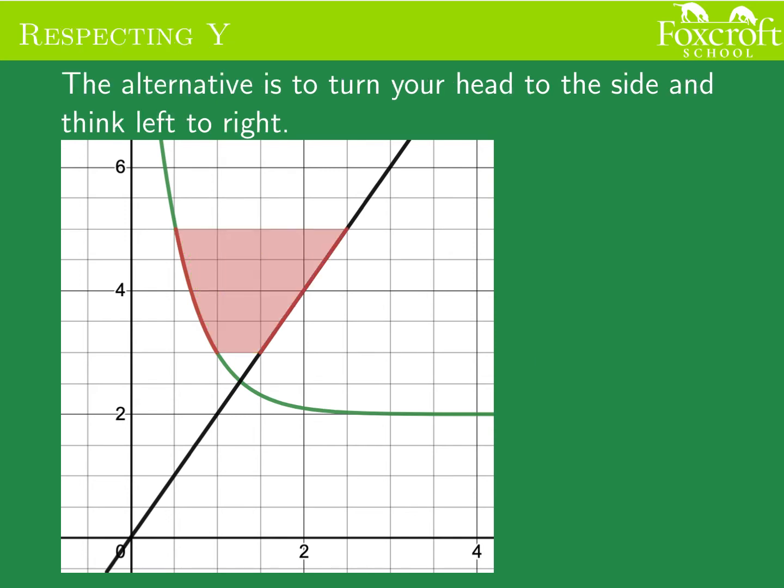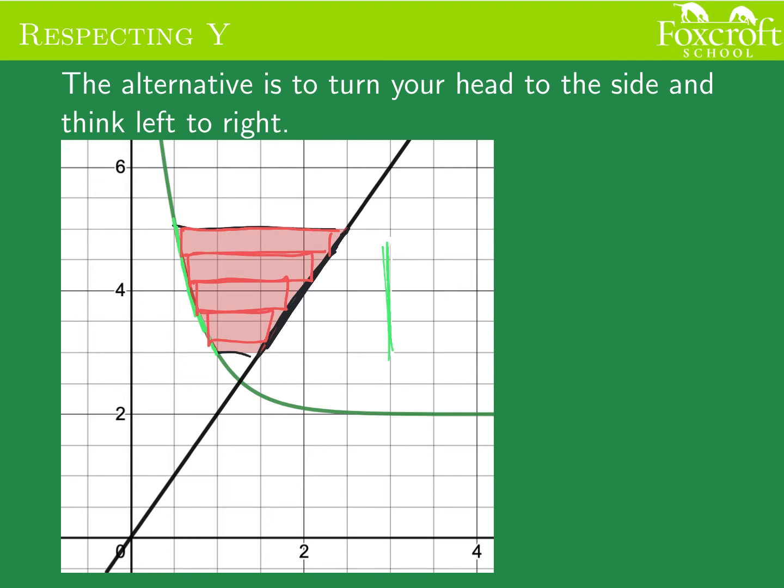The way we're going to do this is just turn your head to the side. Instead of thinking in the up-down direction like we've been doing all this time we're doing area, we're going to think in the left-right direction. Now if I turn my head to the side, this black function is always farther away from the x-axis, and this green function here is always closer to the x-axis. So if I make my rectangles going this way instead, every single one of these rectangles has the same value of being the black function minus the green function.